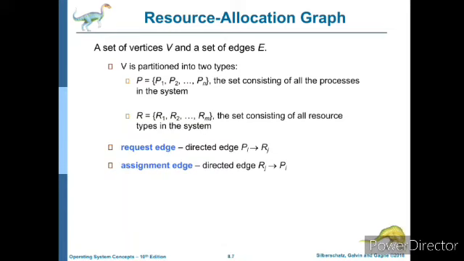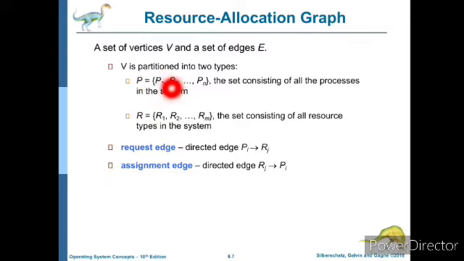Let's start with the next topic in deadlock, resource allocation graph. The deadlock can be represented in terms of a directed graph called a system resource allocation graph. This graph consists of a set of vertices V and a set of edges E. The set of vertices V is partitioned into two different types of nodes, P and R. P represents the set of processes and R represents the set of resource types.